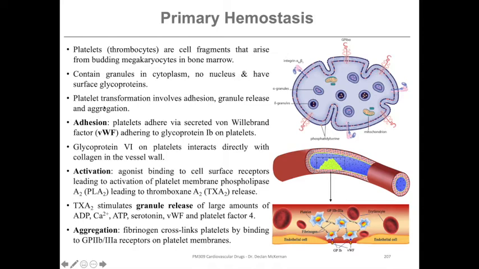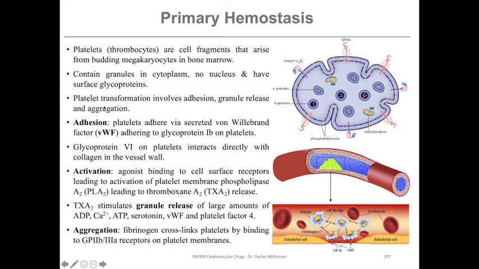Glycoprotein 6 on platelets interacts directly with collagen in the vessel wall. Activation then involves agonist binding to cell surface receptors, leading to activation of platelet membrane phospholipase A2, leading to thromboxane release.